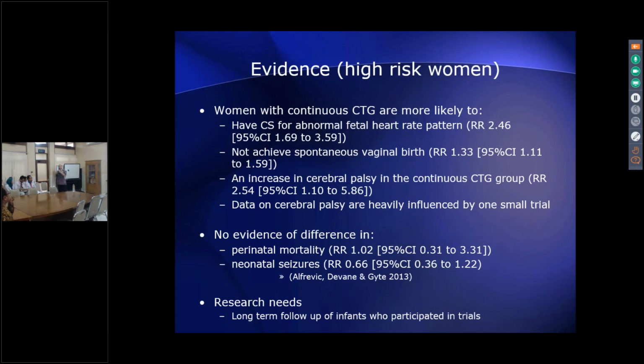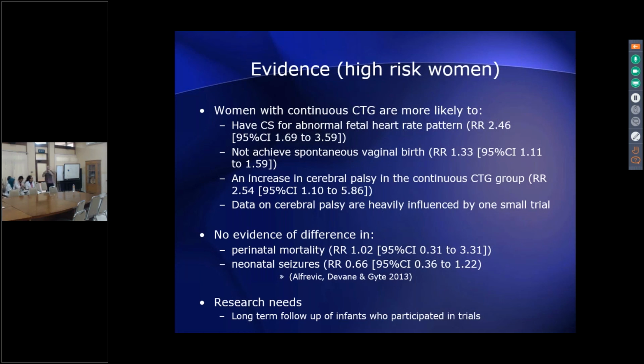That's due to one small study which included very severely preterm infants of very low birth weight, and they had a 17% incidence of cerebral palsy. So we have suggested in our Cochrane review the finding of cerebral palsy here should be interpreted as cautionary, to the point that I wouldn't base a decision on that. It's one small study that's heavily influencing the findings. But interestingly, if you look at this closely, for high-risk women, use of CTG is not associated with a difference in perinatal mortality or neonatal seizures.